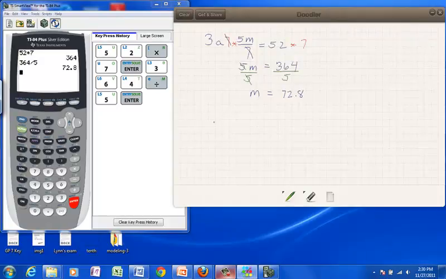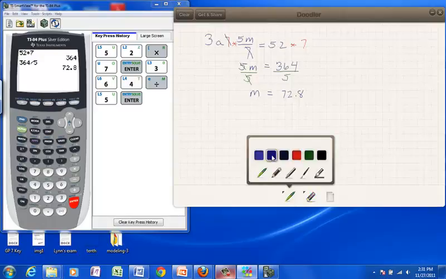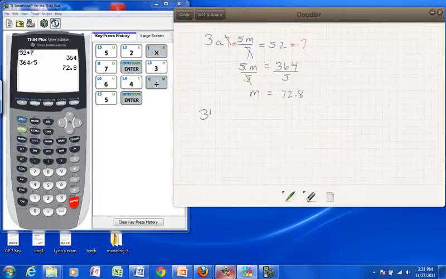And I'm going to skip the check. It should be fairly easy for you to prove that that's true, because I want to go on to problem 3b. So 3b is 5k, all divided by p, equals r. And we want to isolate the k.